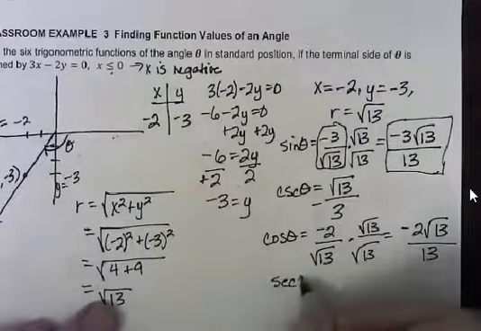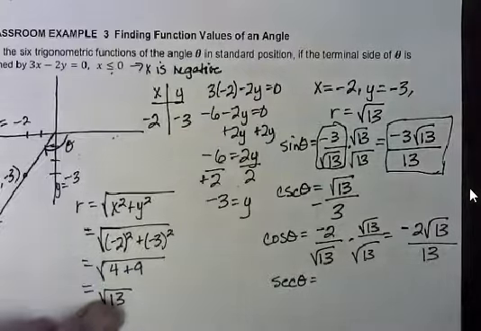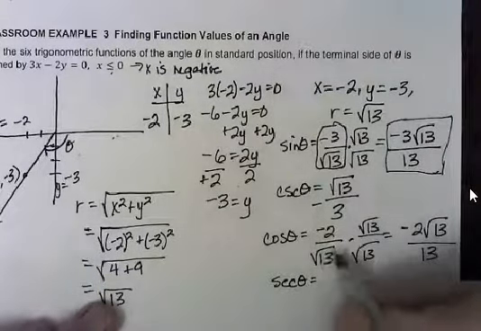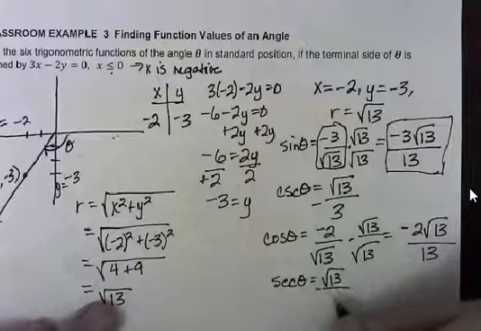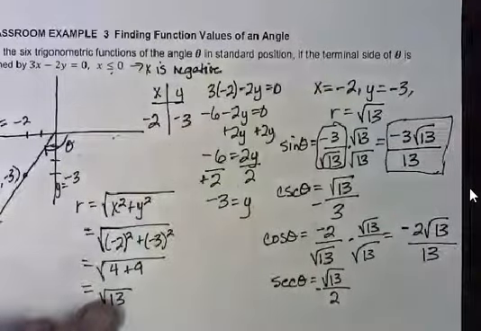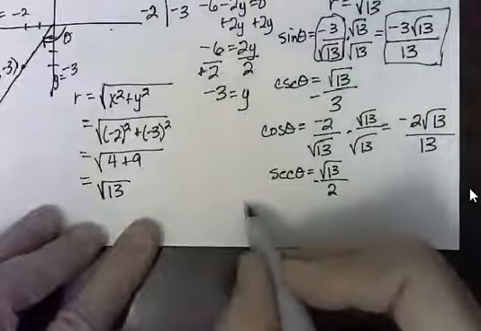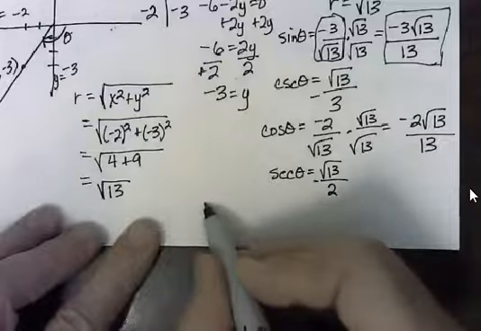And while we're at it, we can look at secant of theta. We can just take this answer and flip it over. So that would be negative square root of 13 over 2. And then last of all, to do tangent and cotangent.